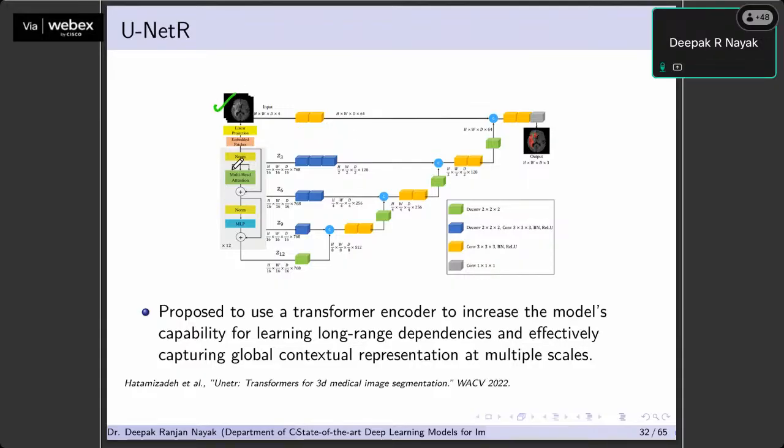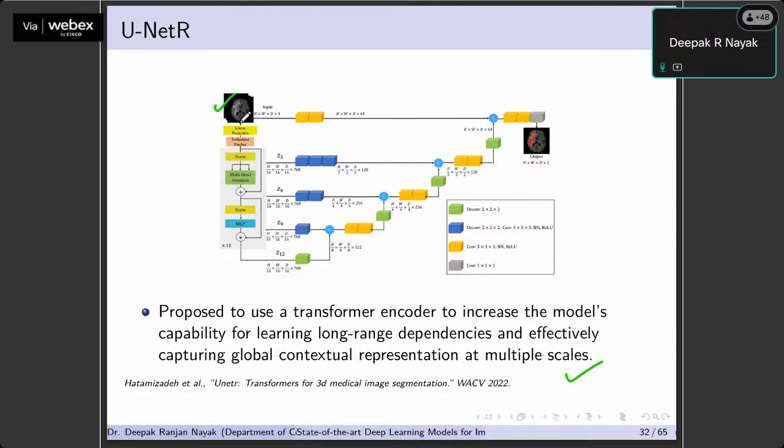So this is the input image. First, they applied a transformer encoder over here to deal with the patches, and then in the decoder, you can see over here they have used some convolutional layers. Why they have applied a transformer over the input images is just to capture the global dependencies, or long range dependencies, from the images. And you will see its performance compared to the traditional UNet architecture.